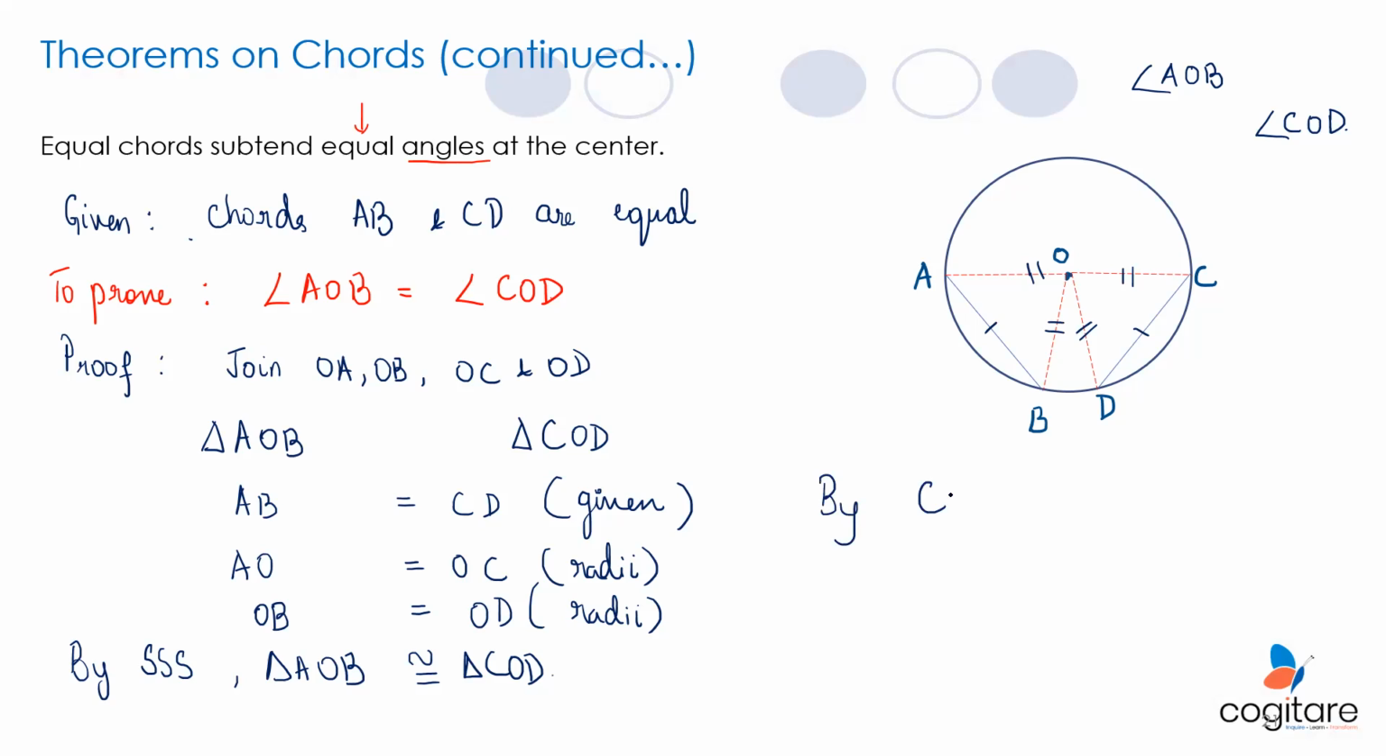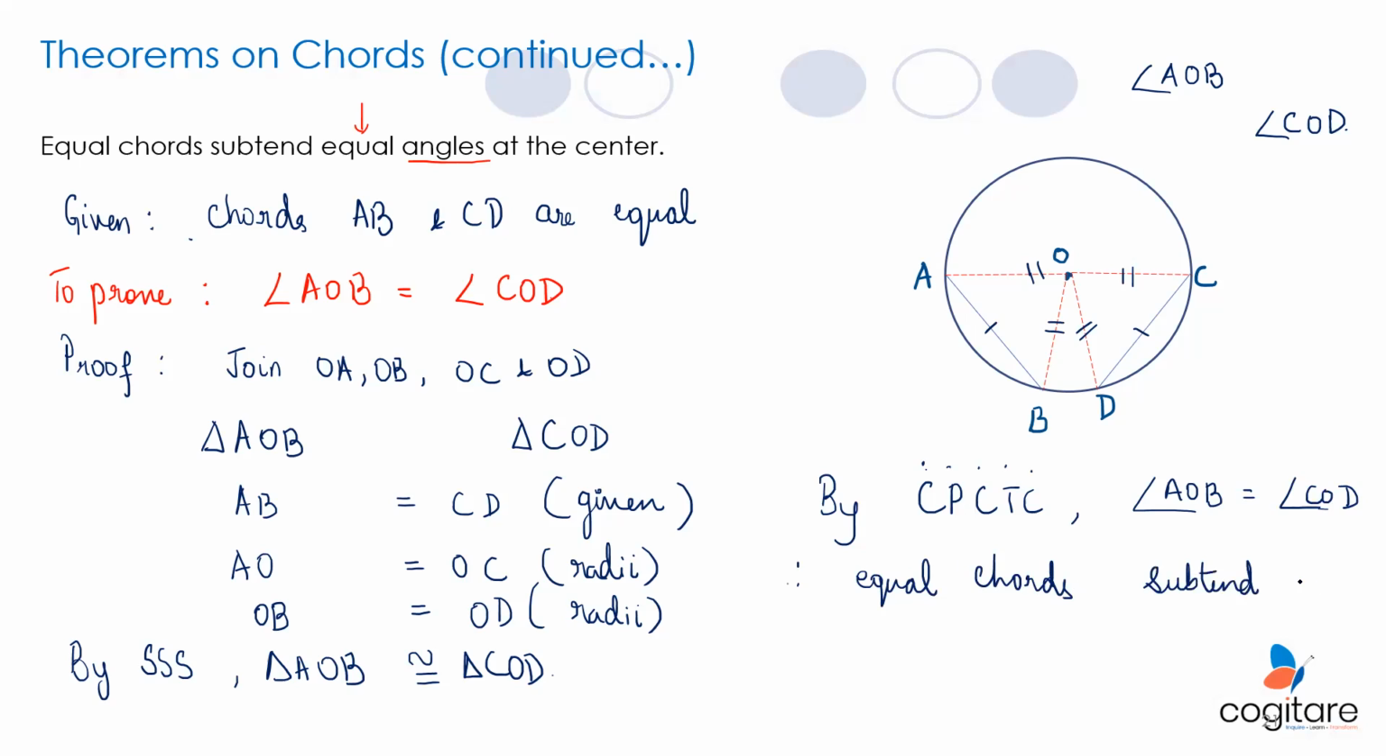Therefore, by CPCTC, right? Corresponding parts of congruent triangles are congruent. We use this acronym very often if you are from the CBSE or ICSE board. Otherwise, you can just say as an outcome of two triangles being congruent, corresponding parts are equal. You can mention that. Otherwise, this would suffice. By CPCTC, can we say that angle AOB is equal to angle COD? Therefore, equal chords subtend equal angles at the center.